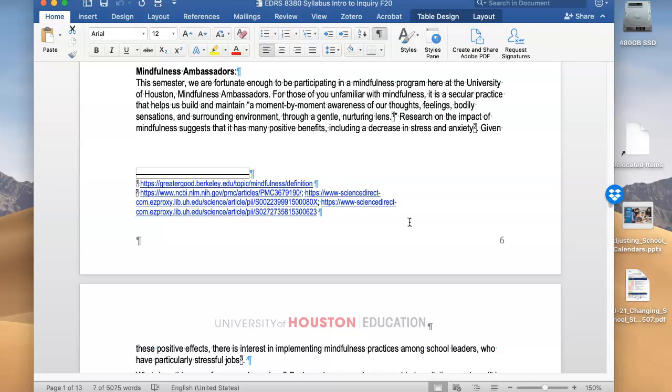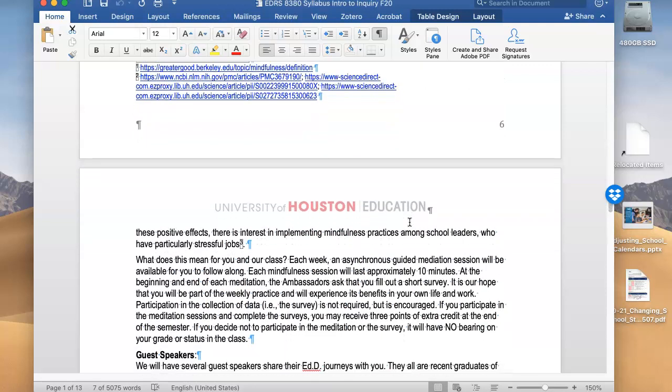We are going to participate in this program that is run out of one of my colleagues' research labs. And how this will work is we will have every week an asynchronous guided meditation session that will be available to you through Blackboard. Each mindfulness session lasts about 10 minutes. At the beginning and the end of each meditation, the ambassadors are asking that you fill out a very short survey and turn that in.